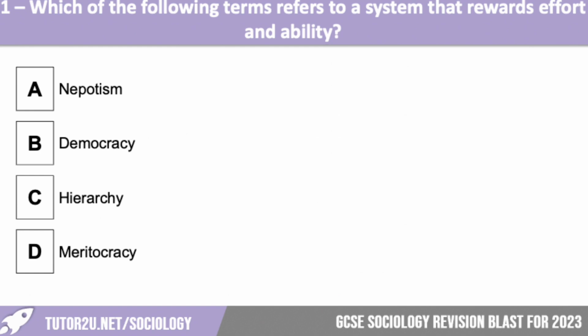The first question is, which of the following terms refers to a system that rewards effort and ability? Is it A, nepotism, B, democracy, C, hierarchy, or D, meritocracy? Just leave that up there for a moment. Which refers to a system that rewards effort and ability? It is meritocracy. Well done if you got that correct.